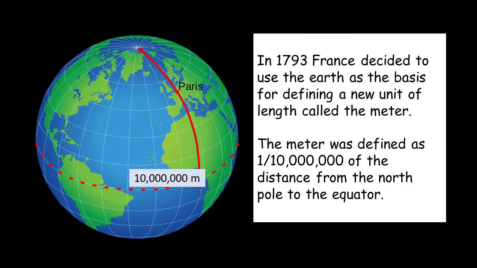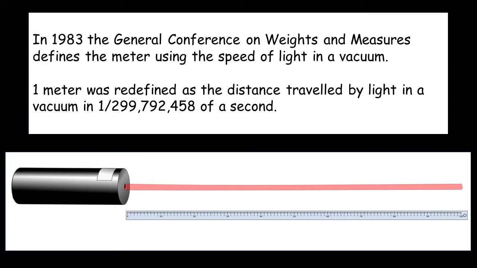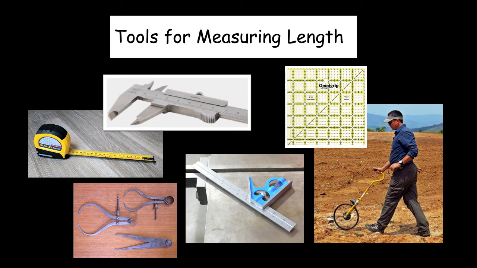In 1793, France decided to use the Earth as the basis for defining a new unit of length called the meter. The meter was defined as 1/10,000,000th of the distance from the North Pole to the equator going through Paris, France. In 1983, the standard for the meter was improved by defining it relative to the speed of light, a universal constant. Now you see that a ruler is an improvement in technology from the cubit.